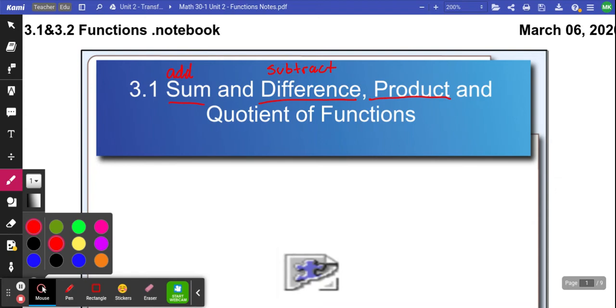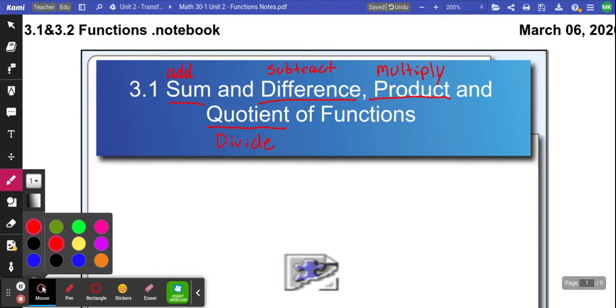Works. That's a good sign. Multiply means, no, product means multiply. And quotient means divide. Cool. So when you see those words, that's what it's talking about.